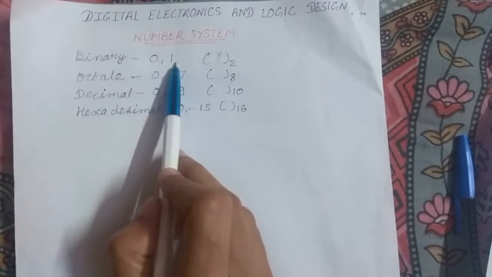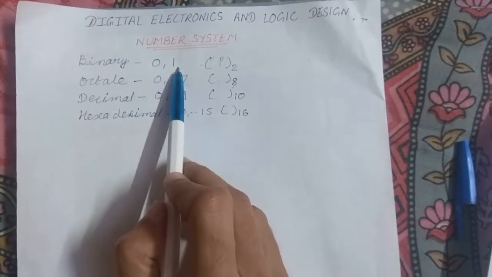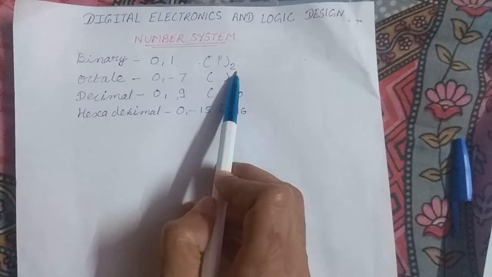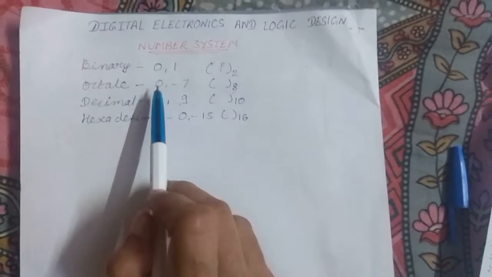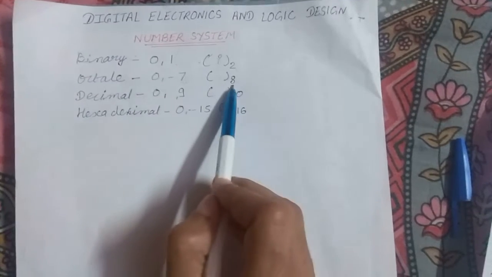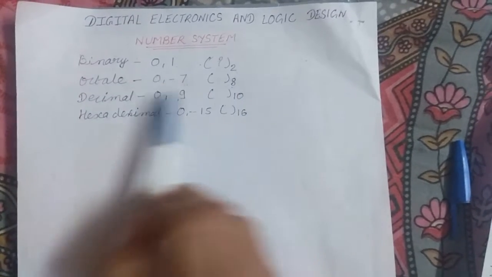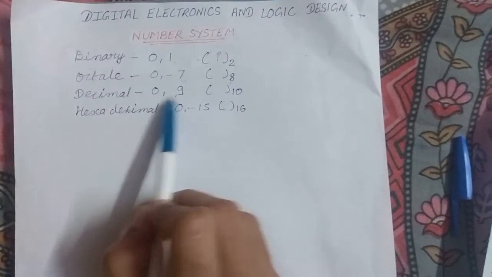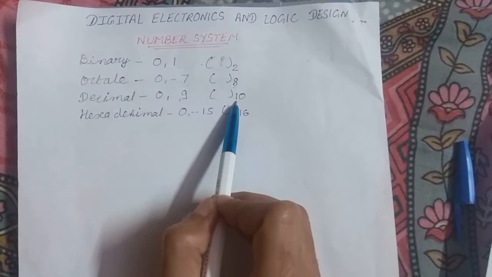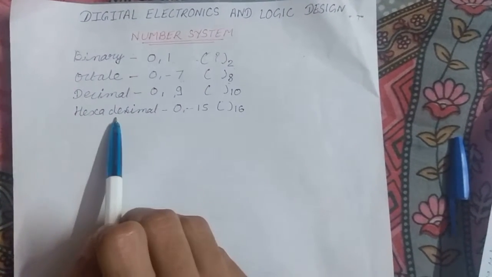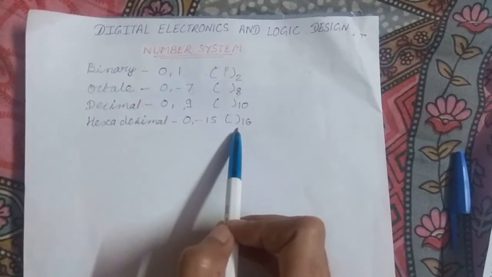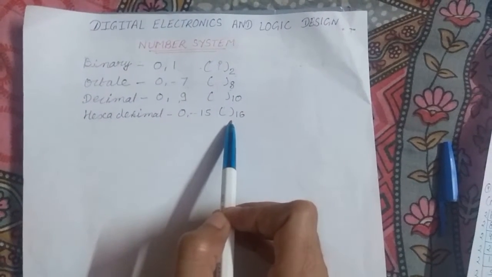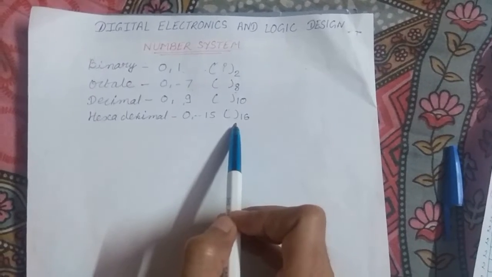So here, binary means two numbers, 0 and 1, and the base representation is 2. Octal means 8 digits from 0 to 7. Base representation is 8. Decimal is 0 to 9. Base representation is 10. Hexadecimal is from 0 to 15. Base representation is 16. Now moving on to the conversion.